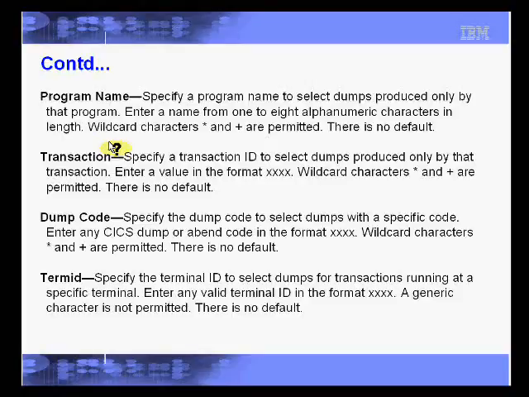If you specify the dump code, it will select all the entries that have this particular dump code. For example, if 5 different programs have abended with a dump code called ASRA, when you specify ASRA as a dump code, it selects all the 5 entries and displays them on the next screen. Terminal ID is another filtering parameter to filter out the abends that occurred from a specific terminal ID.